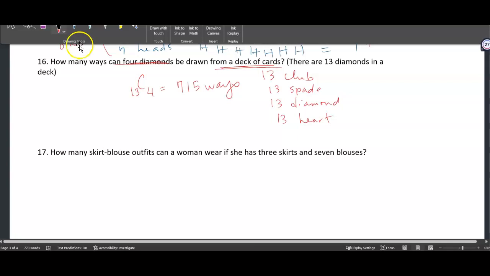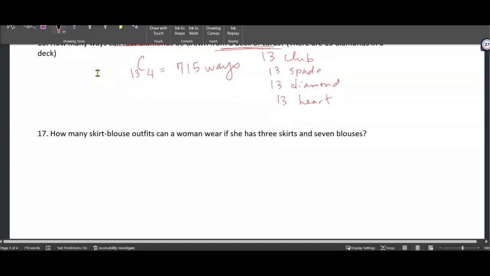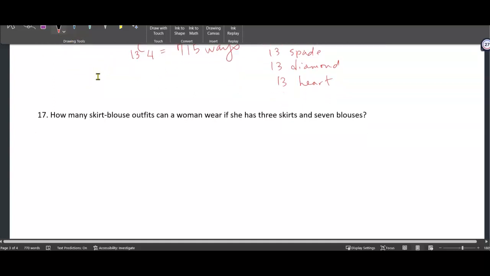Okay, so the deck of cards is always combination. Make sure that you are not choosing from all 52 if you want specifically diamond.